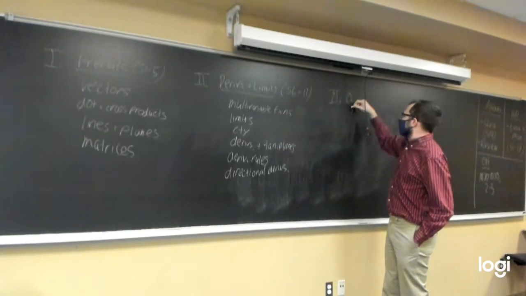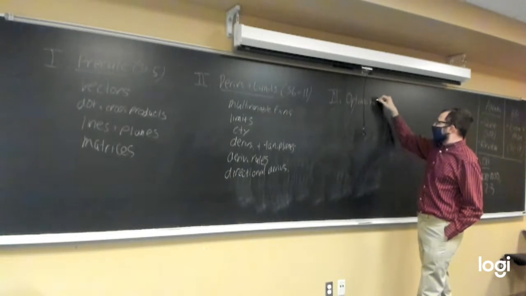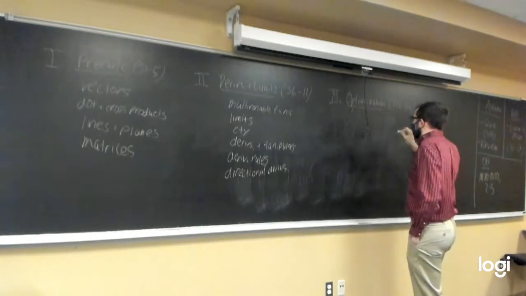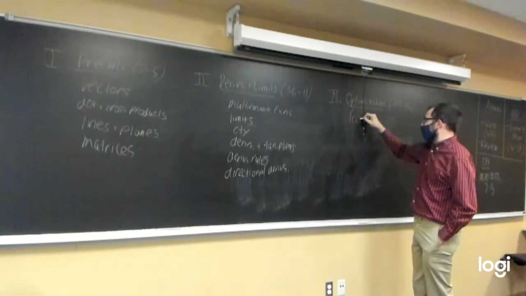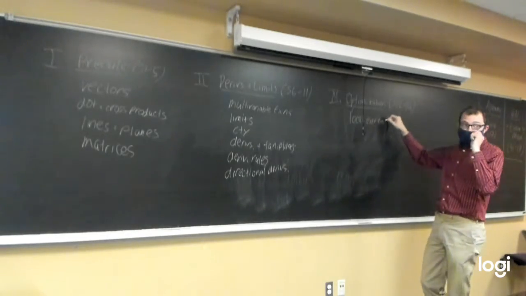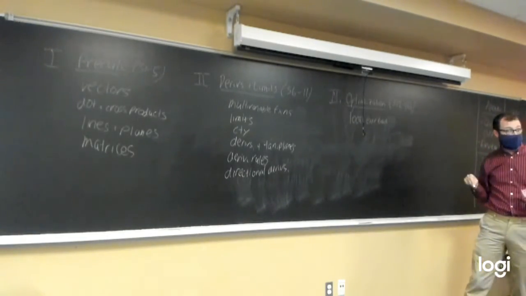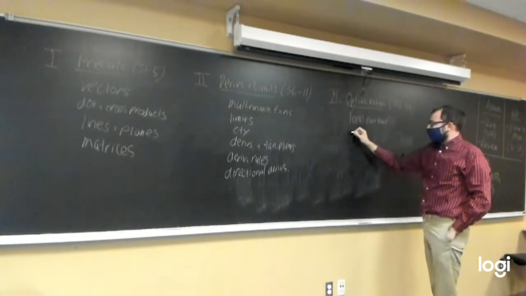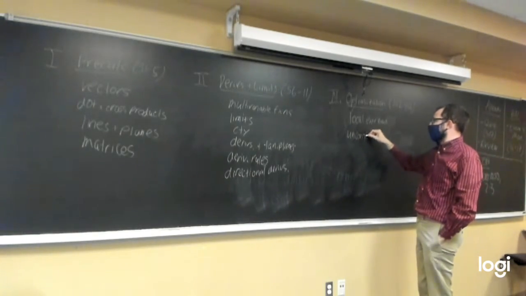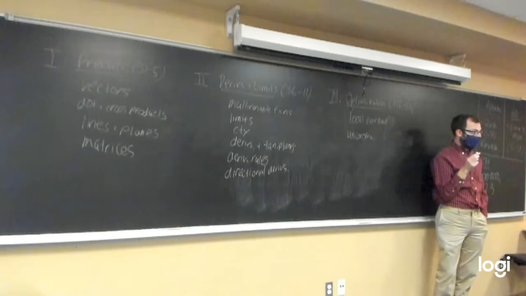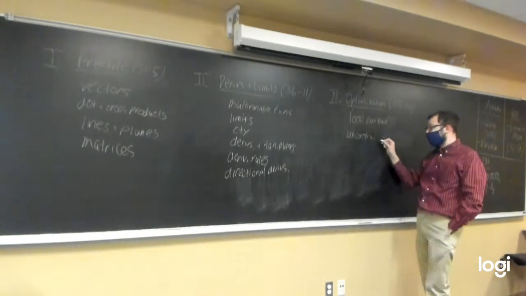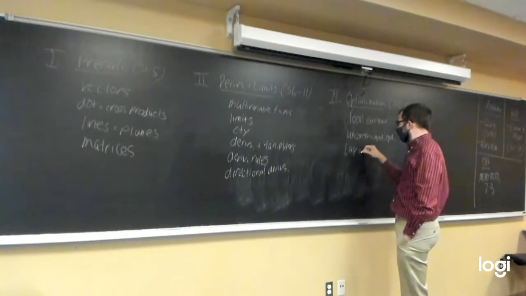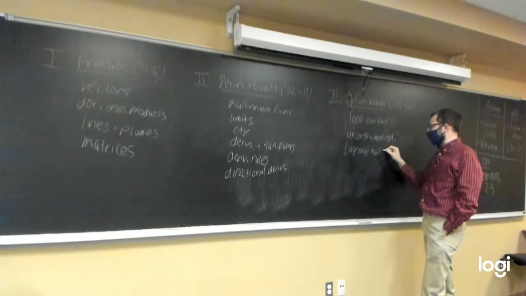The third unit was optimization, which was standards 12 through 14. For that, we looked at how to find local extrema of multivariable functions using the second derivative test. We talked about how to do unconstrained optimization, where we had the process of finding critical points inside a set as well as on each of the edges. And we also talked about how to do constrained optimization using Lagrange multipliers.